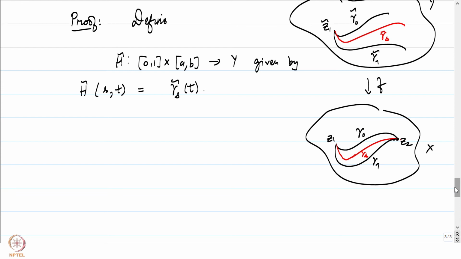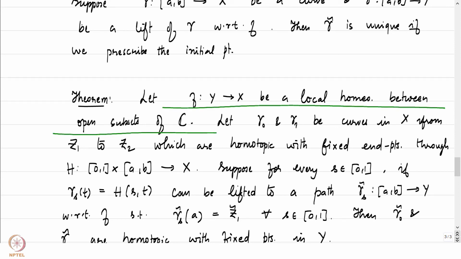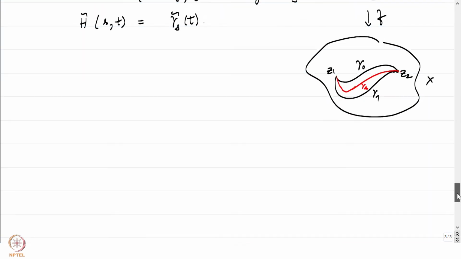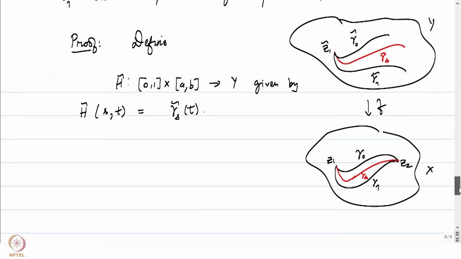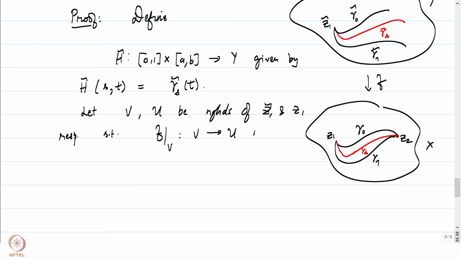To do that, let's observe that since f is a local homeomorphism, that's how we started off with, there is a local homeomorphism here between Y and X. And because it's a local homeomorphism, we can get hold of neighborhoods of z1 tilde and z1 such that the restriction is going to be a homeomorphism. Let V comma U be neighborhoods of z1 tilde and z1 respectively, such that f restricted to V from V to U is a homeomorphism.